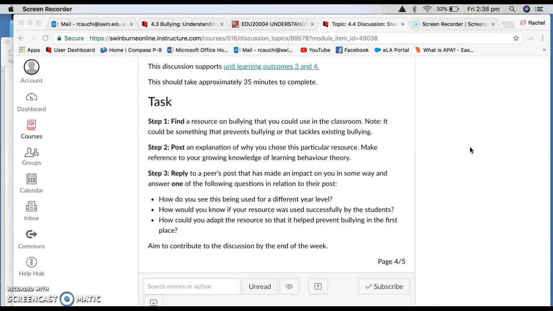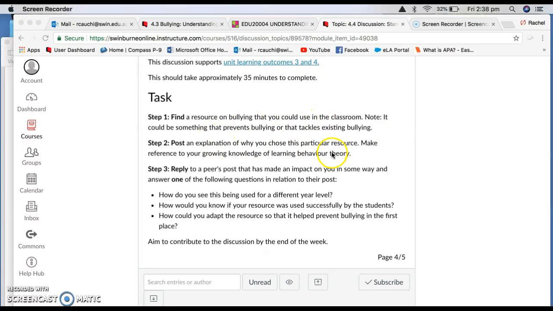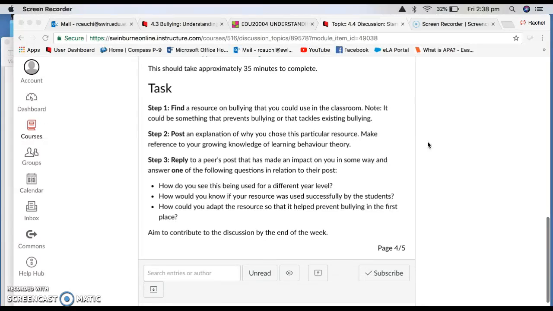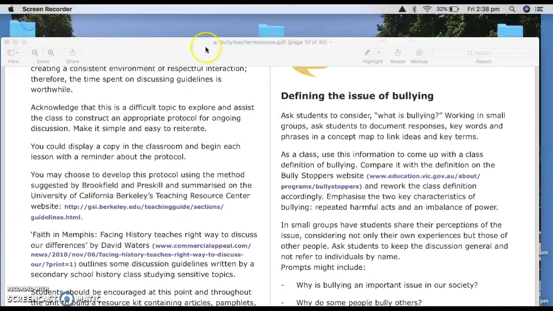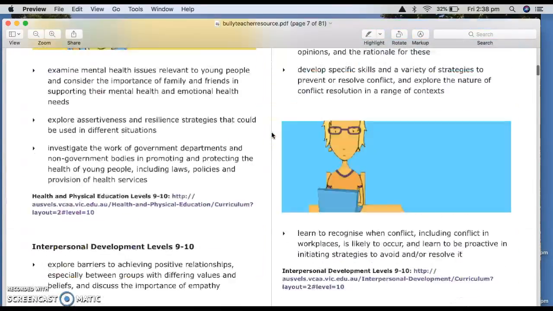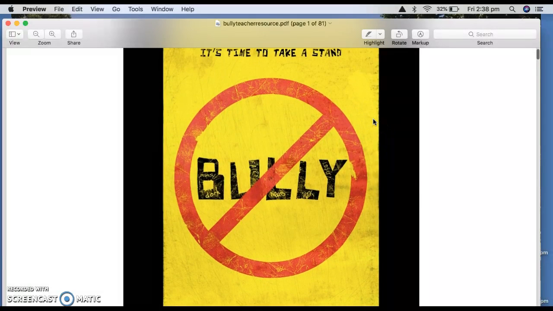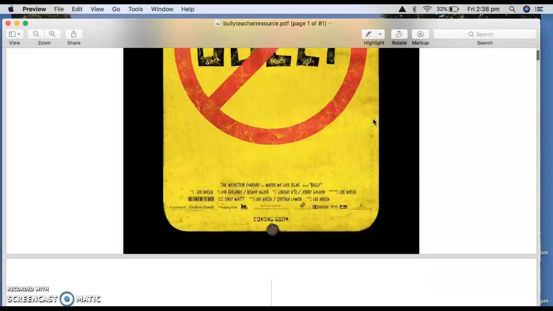So we want to find a resource on bullying that you could use in the classroom. So it could be something that prevents bullying or something that tackles it after it's happened. You can post an explanation as to why you've chosen it, and you can make reference to a learning behaviour theory, and then you're going to comment. So having a look, I have decided to have a look at one that I just found on the internet, which was Bully Teacher Resource, and it was called Bully, It's Time to Take a Stand.